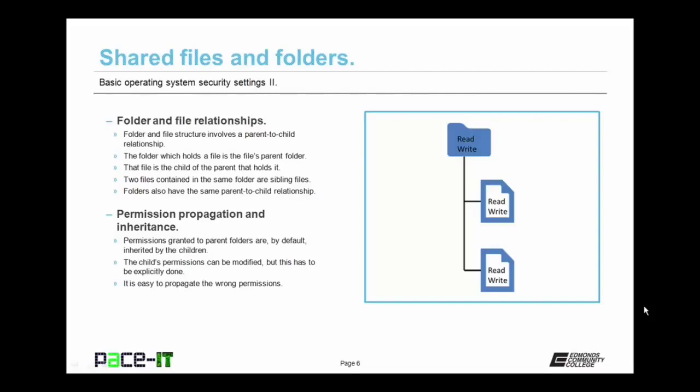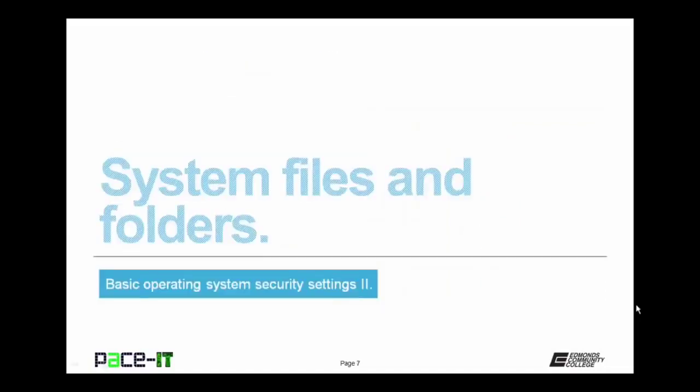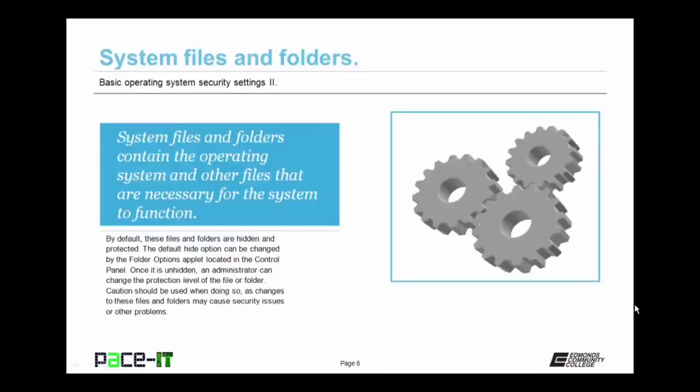Now, permissions that are granted to the parent folder are by default inherited by the children. The children's permission can be modified, but it has to be explicitly done. You need to use care and caution because it is easy to propagate the wrong permissions by making a change to the parent folder.